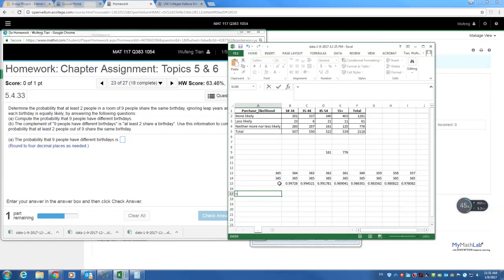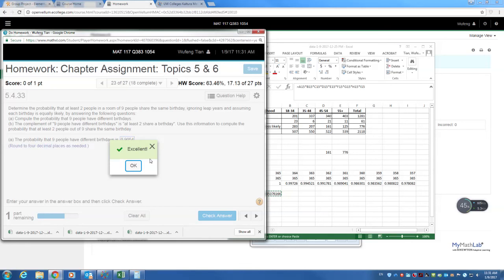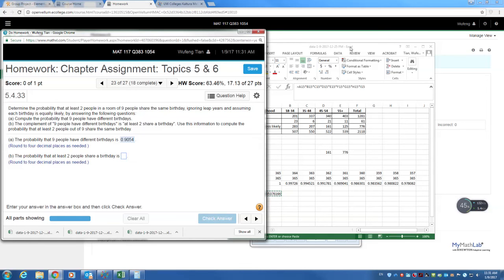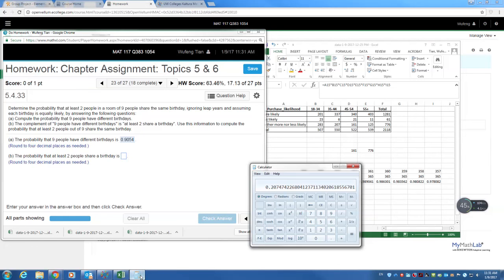So you multiply this, this, this, this, this. This is your final answer, 0.954 to 3 decimals. And then for at least 2 people sharing the same birthday, that is the opposite event of this one. So it's 1 minus 0.954.